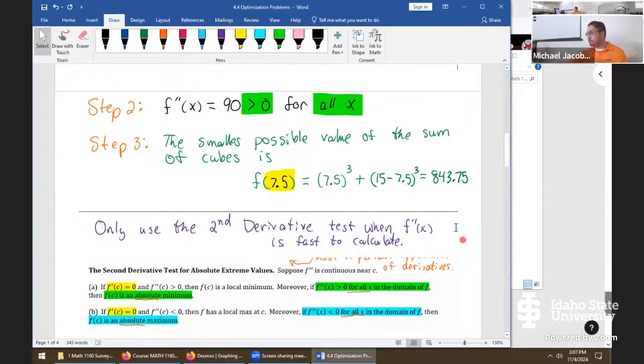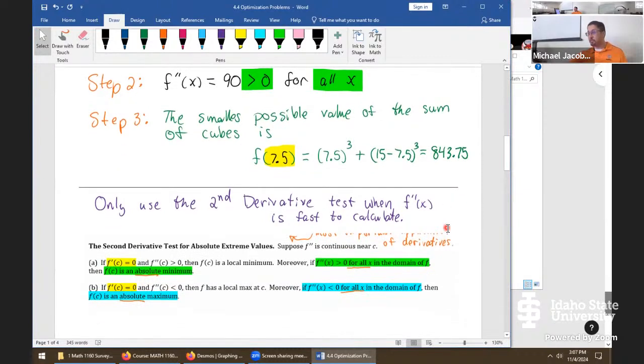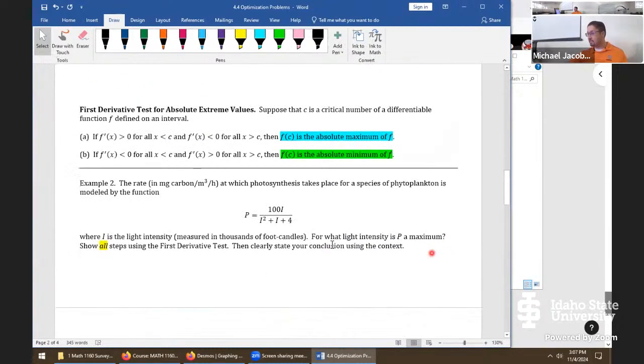Well, we did it, folks. That's the total conclusion to our first problem, finding the smallest sum of cubes. For the next one we're going to take a look at, we'll be using the first derivative test instead. Any last final questions or thoughts on this one? Okay, keeping the second derivative test in mind, let's take a peek at the next problem.